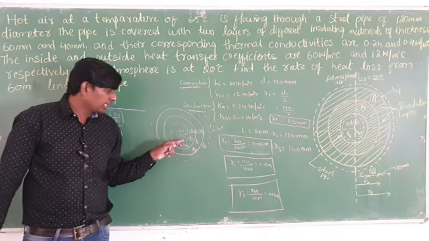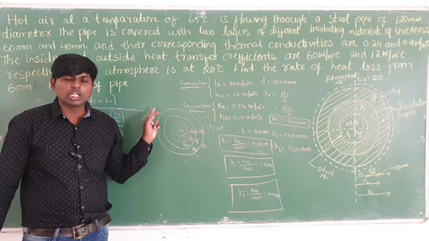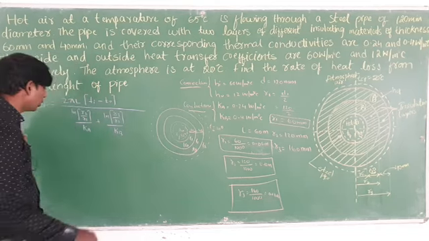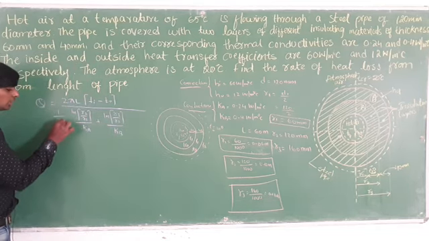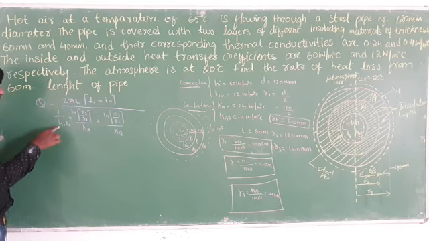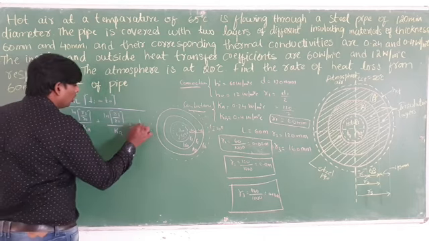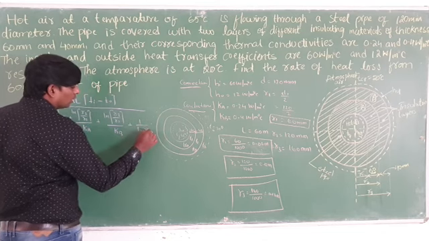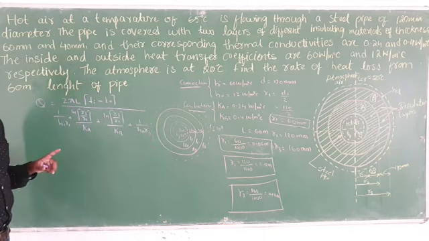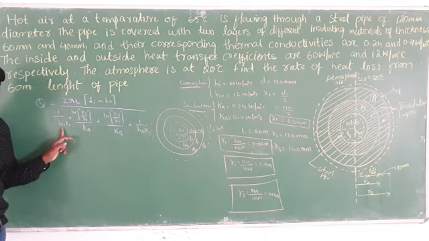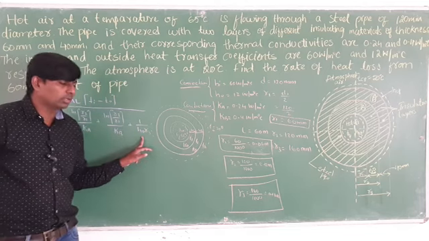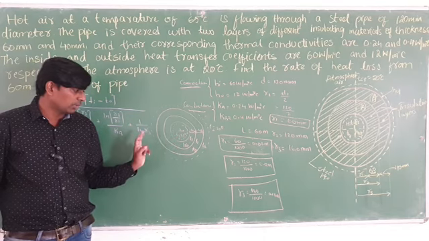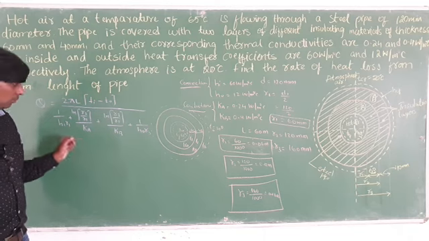As you can see, inside there is convection, and outside also there is convection. For convection, what you have to do? 1 by Hi R1, and here 1 by HO and R last. What is the R last here? R1, R2, R3, so you take R3, the final R. So 1 by Hi R1 is for convection, then conduction, and this one is for convection. So like this you have to take: convection, conduction, and convection.